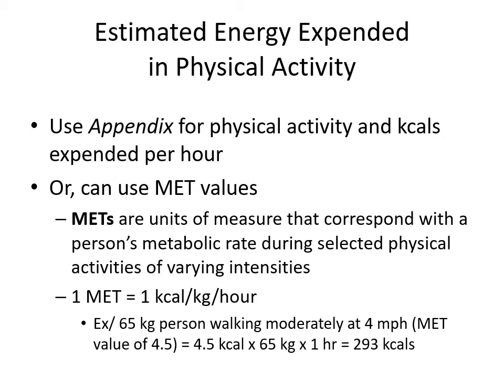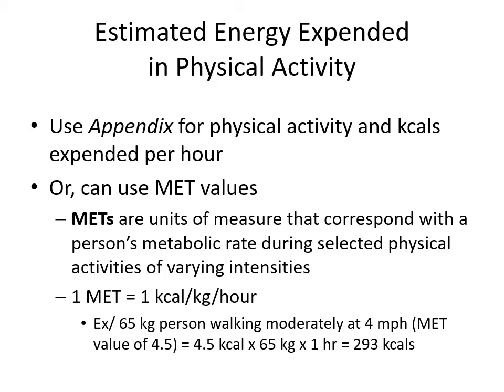What we then see is what's known as a MET table from old studies, and this tells us that walking moderately at 4 miles per hour has a MET value of 4.5. What this tells us is the patient is burning 4.5 times more calories than doing nothing. So you multiply 4.5 times body weight times the amount of time that the activity is performed.